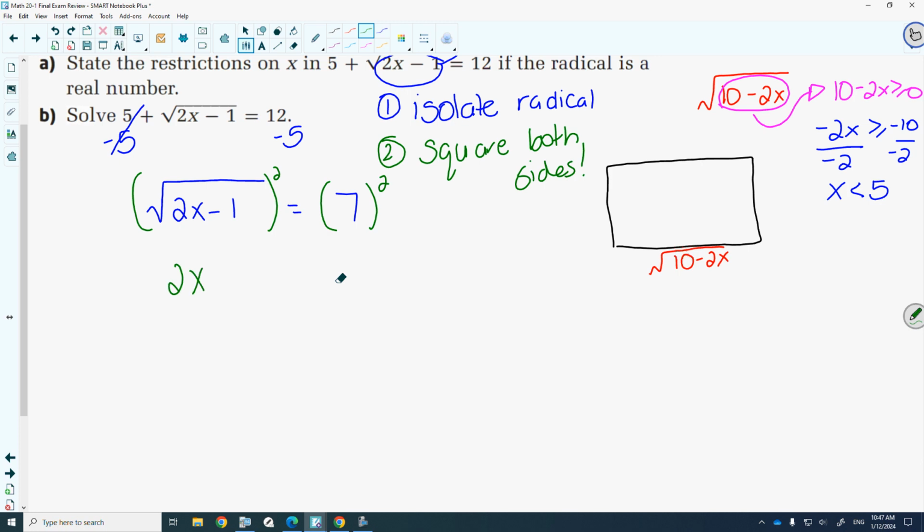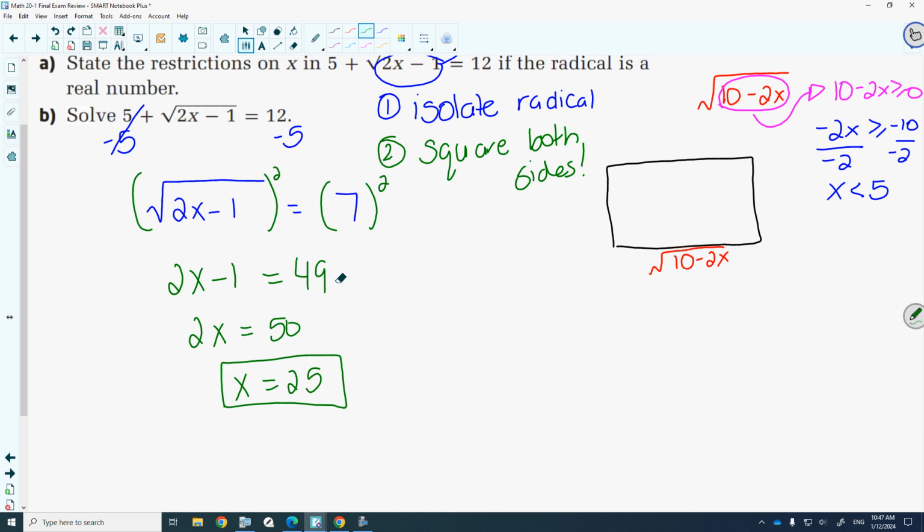So 2x minus 1 is equal to 49. Now we can get x by itself. Add 1 to both sides. 2x is equal to 50. Divide both sides by 2. X is equal to 25.